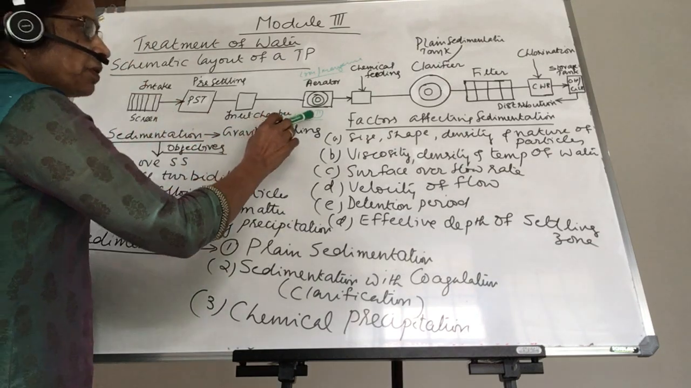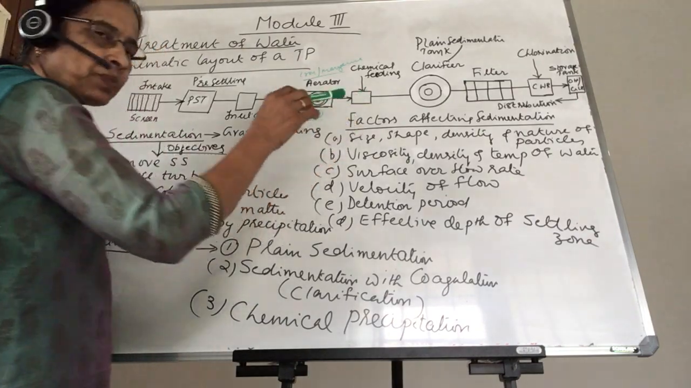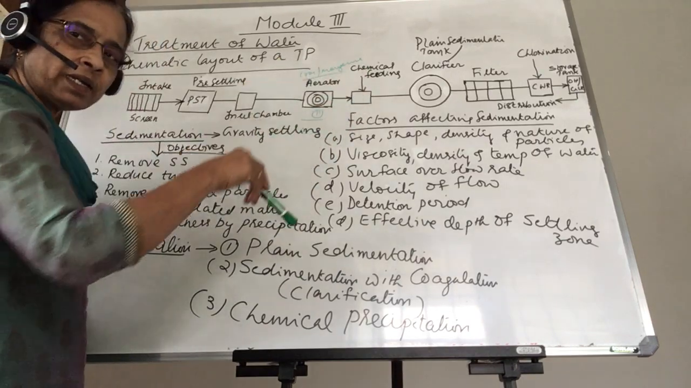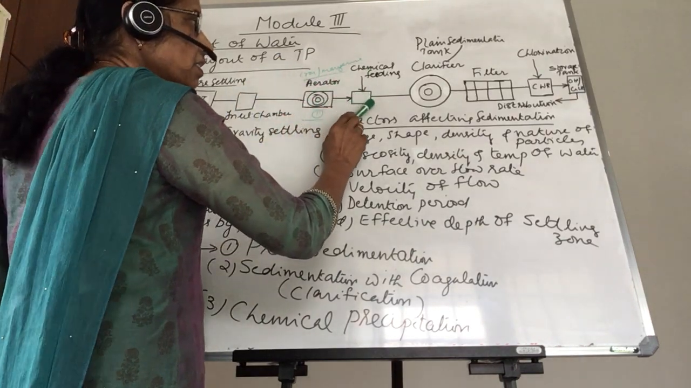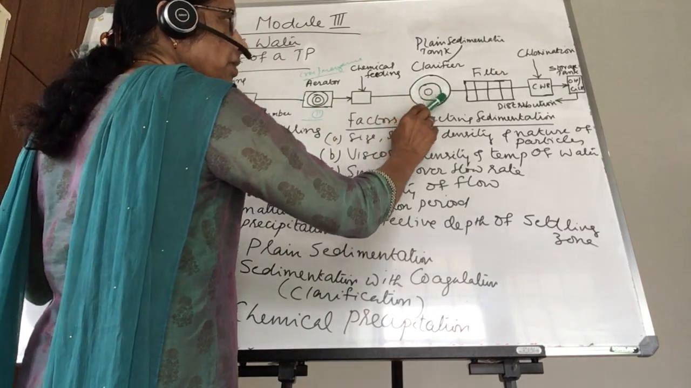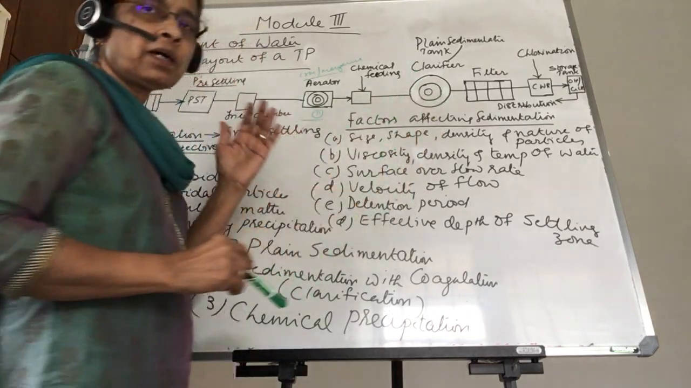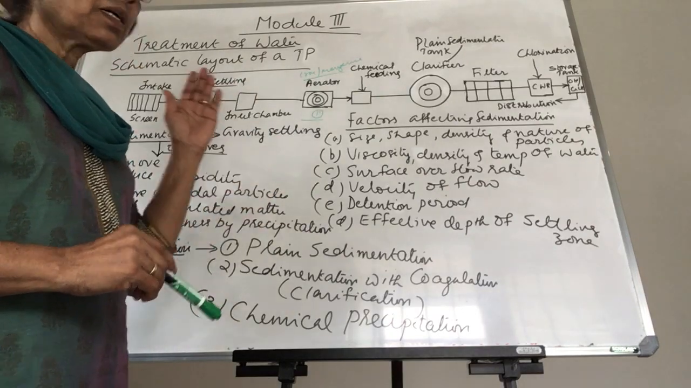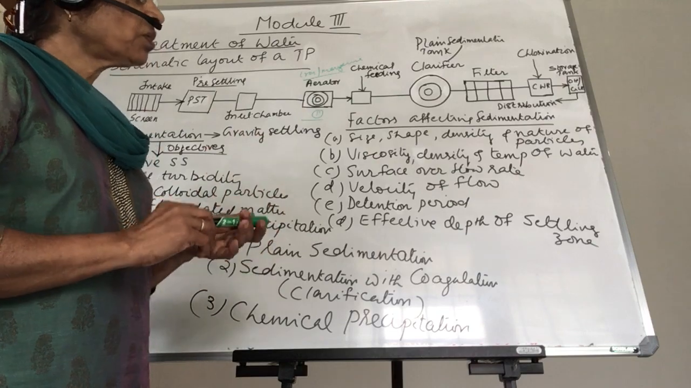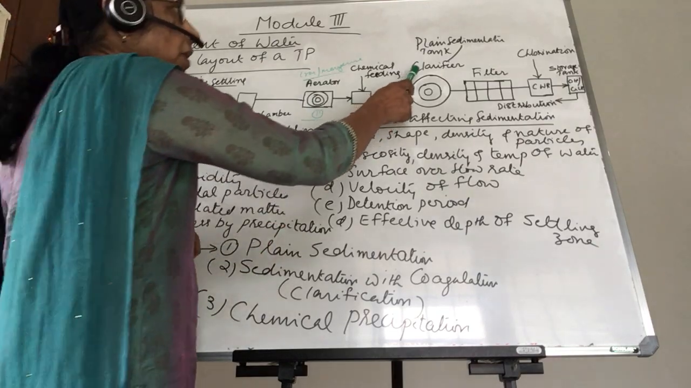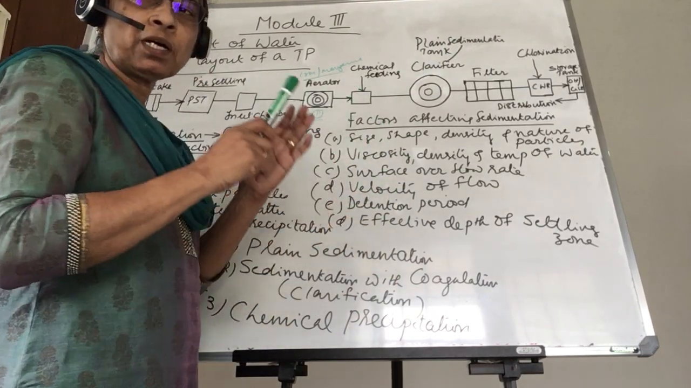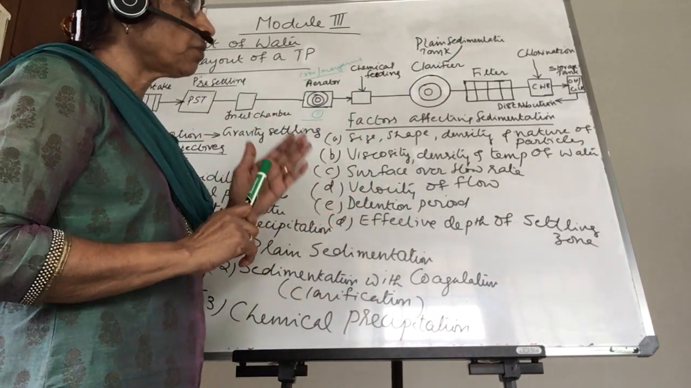Then that particular water is taken into a chemical feeding chamber where the chemical is added, and then this chemical treated water is now taken into the clarifier, where the actual sedimentation process is taking place. This clarifier can be a clarifier or it can be a plain sedimentation tank. Again, it depends upon the quality of the water which you have to treat.